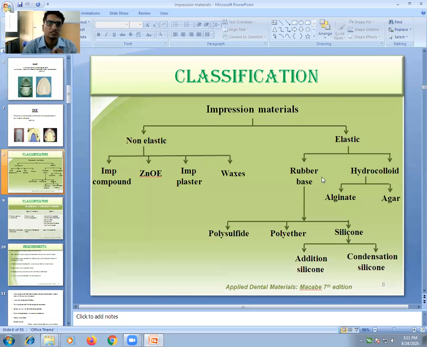Impression material, two types: rigid and non-rigid, or non-elastic and elastic. The material which remains rigid or stiff after it sets is known as non-elastic impression material. And materials which are elastic even after setting are known as elastic impression materials. Non-elastic impression materials: we have impression compound, zinc oxide eugenol impression paste, impression plaster, and waxes. Whereas in elastic we have rubber base and hydrocolloids. In hydrocolloids we have agar and alginate. In rubber base we have polysulfide, polyether, addition silicone, and condensation silicone.